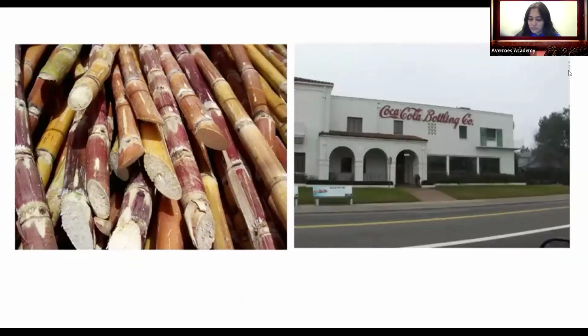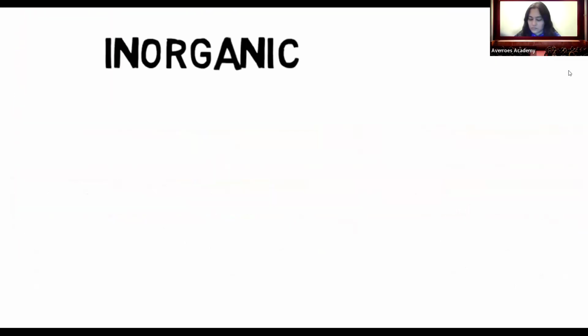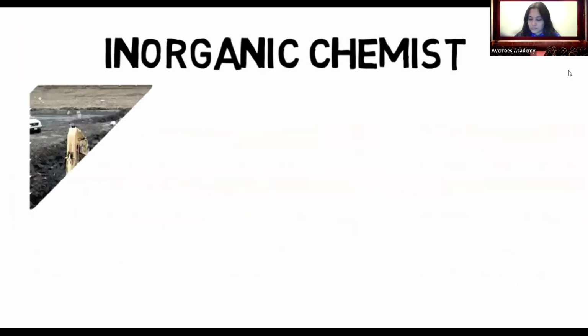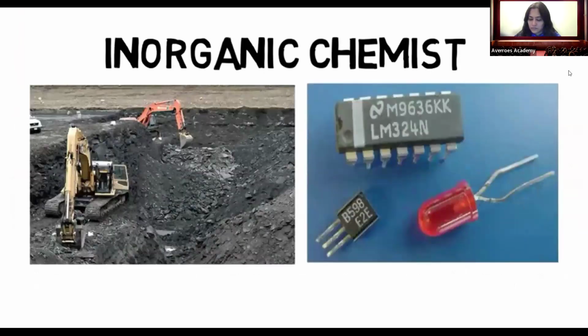In a job as a chemist at a food or beverage company, you would likely implement techniques to improve quality assurance and quality control. An inorganic chemist would look at the structure and behavior of inorganic molecules, and this knowledge can be used in mining, geosciences, and the production of semiconductors.